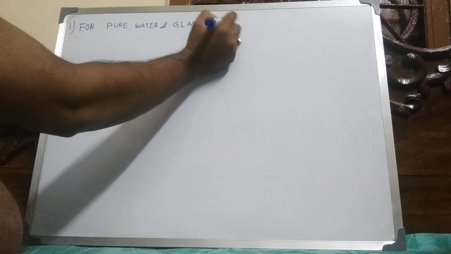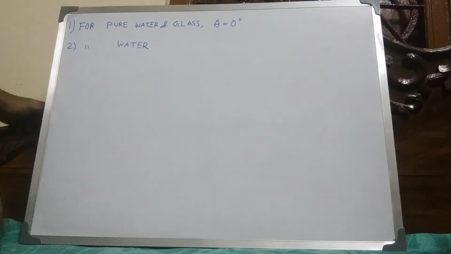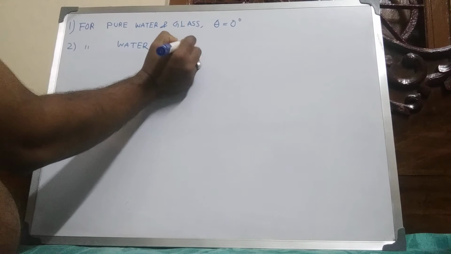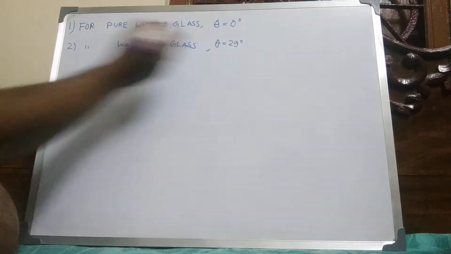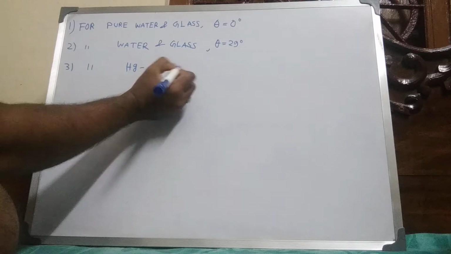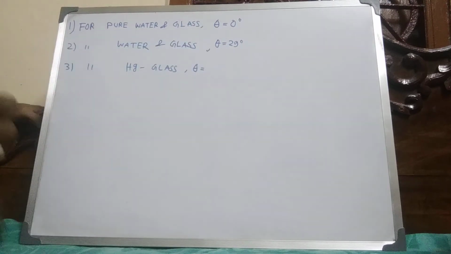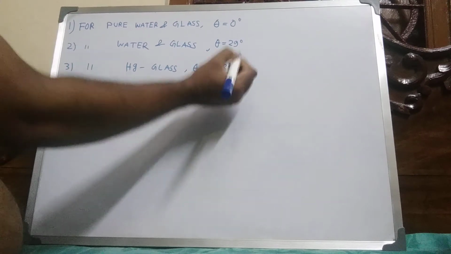Now, for pure water and glass, the angle of contact is 0, but for ordinary water and glass, theta is 29 degrees. Third, for mercury and glass, the angle of contact is equal to 128 degrees.